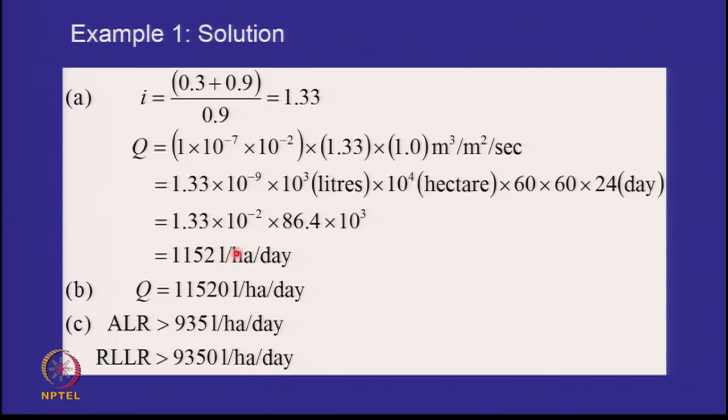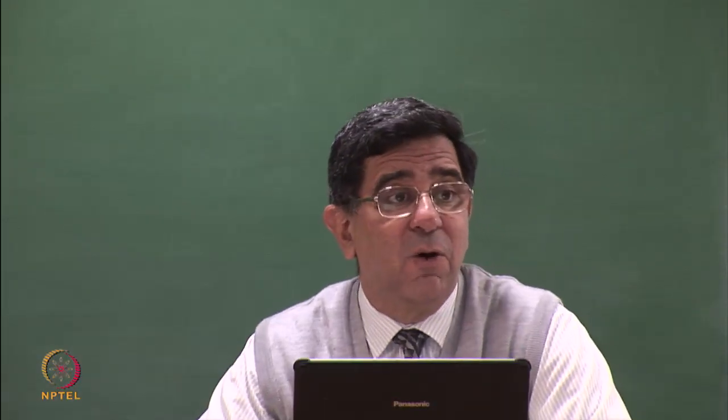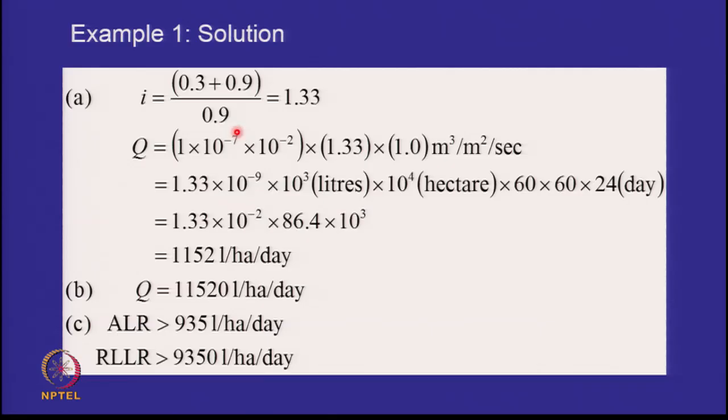The next question is, if by mistake or by construction practices which are not very good, you have not done good compaction, you started with a soil which had significant plasticity, but from the borrow area the soil which is coming now does not have that much plasticity, then maybe the K can become 10 to the power of minus 6 centimeters per second. If this becomes 10 to the power of minus 6, what happens to Q? Q becomes 11520. That means it has become 10 times what is acceptable.